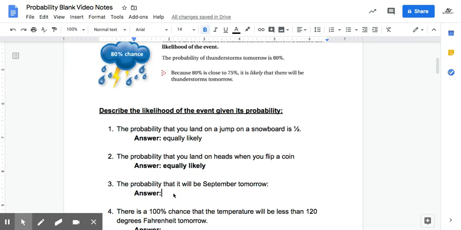Number 3, the probability that it will be September tomorrow. Well, just think about that. It's April. I'm not going to wake up tomorrow and it's magically going to be September and we're starting a new school year. That is impossible. That is not going to happen. So that likelihood is impossible.